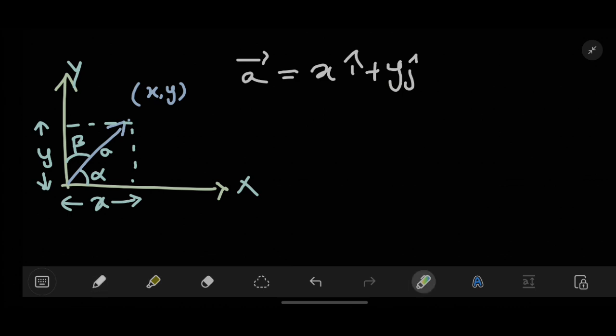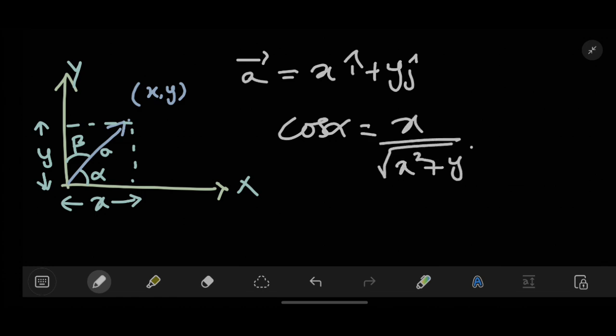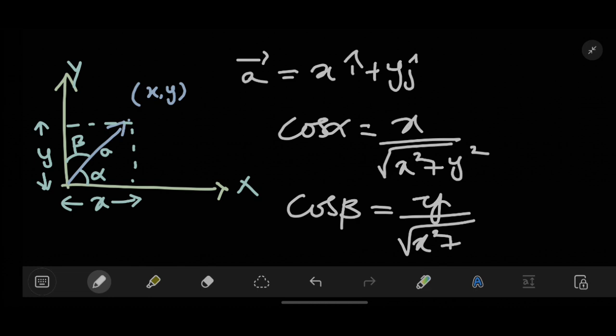Now the angles, how will you write them? Here the angle made by A bar with the x axis is alpha. The angle made by A bar with the y axis is beta. Now how do we write the angles between them? The same way we have written previously. So cos alpha is nothing but x by root of x square plus y square. Cos beta is nothing but y by root of x square plus y square. That's it. There is no cos gamma, because z is 0, right? So it is simply 0.